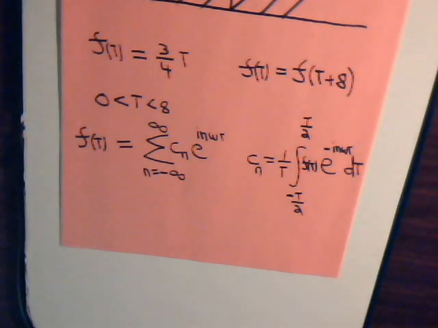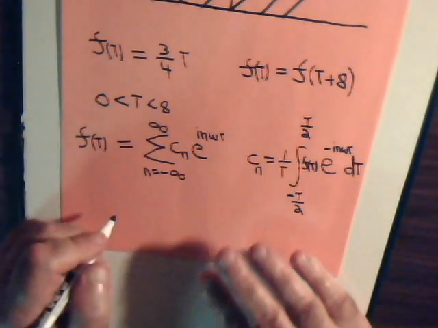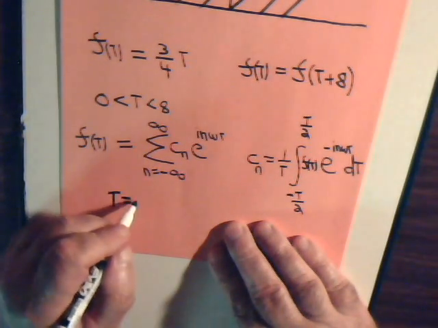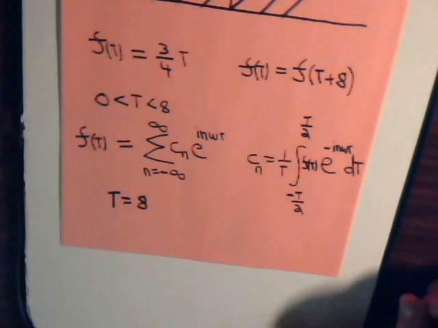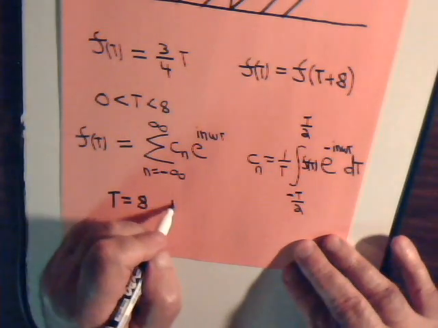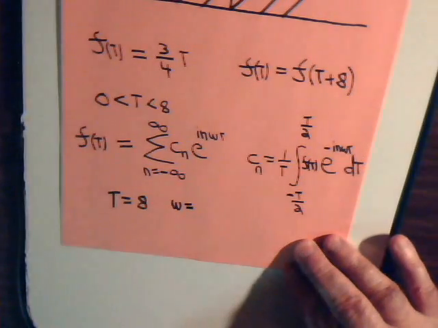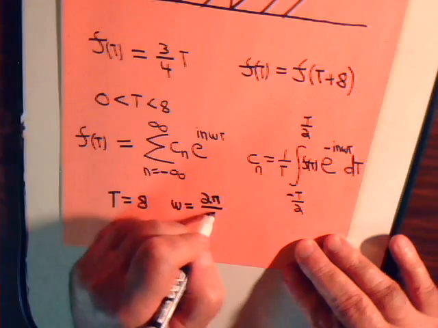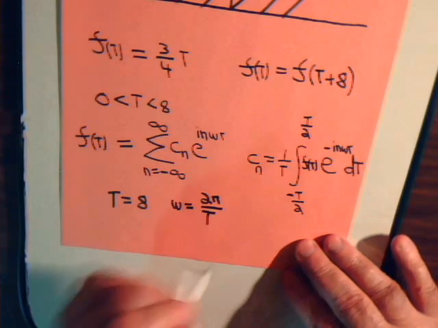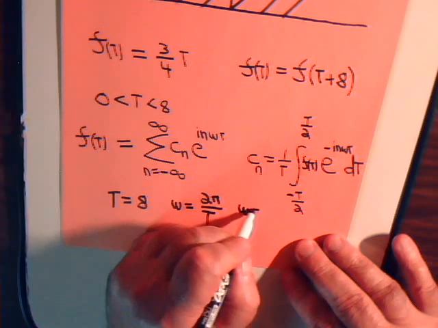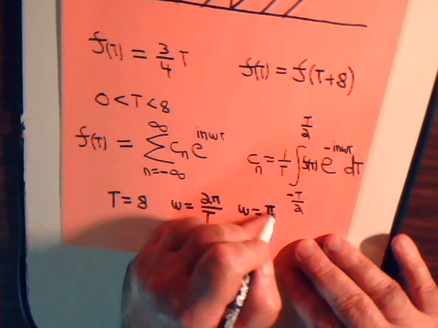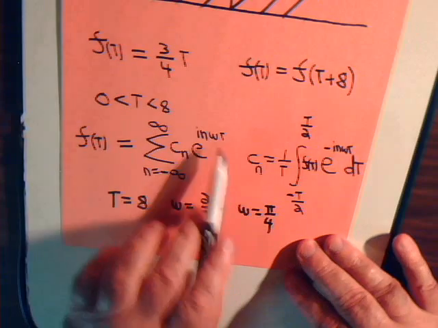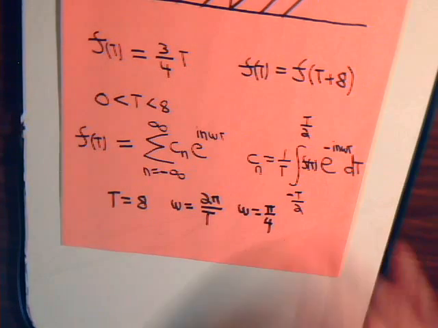So let's see how we can set this up. First of all, notice that the period for the function is 8. And as we discussed in video number 5, omega is equal to 2 pi divided by the period. So in this case, omega equals pi over 4.